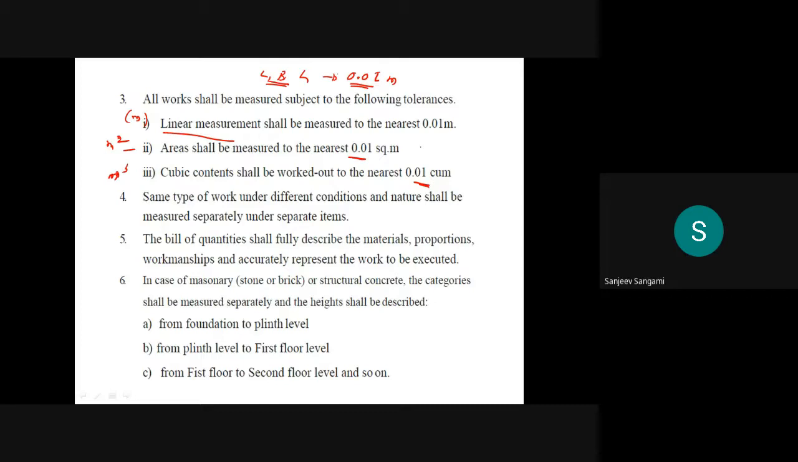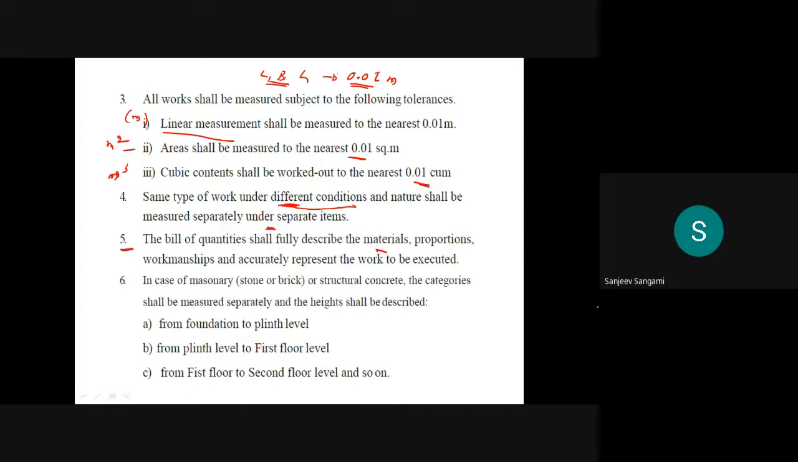Then the same type of work under different conditions and nature shall be measured separately under separate items. Even if it is the same type of work with different conditions, remember this, different conditions have to be calculated separately. The bills of quantities shall fully describe the materials and proportions. This we'll discuss in the third module, how exactly it has to be calculated.